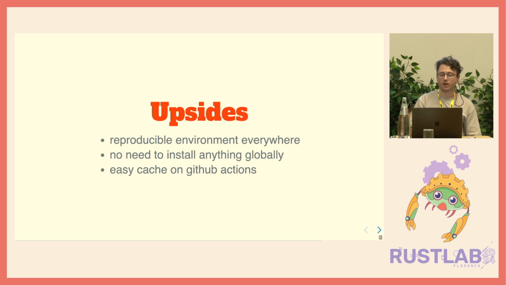So the upsides, you get reproducible environments everywhere. You don't need to install things globally because they will be per project. One project might be using Java 17 and another Java 8. So, and this won't pollute your global scope in the terminal. And it's very easy to use with GitHub Actions and to cache some of these dependencies, and then it goes fast.